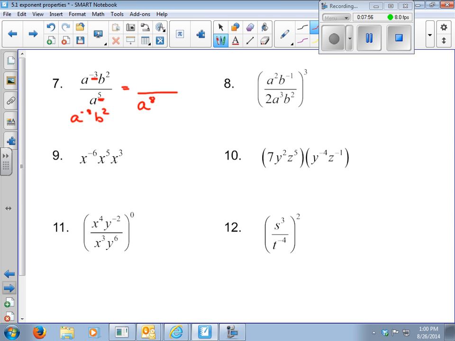If it's bigger on the bottom, keep it on the bottom and subtract from the bottom up. B squared doesn't have anything to go with it, so that's just going to stay on the top. B squared over a to the 8th.